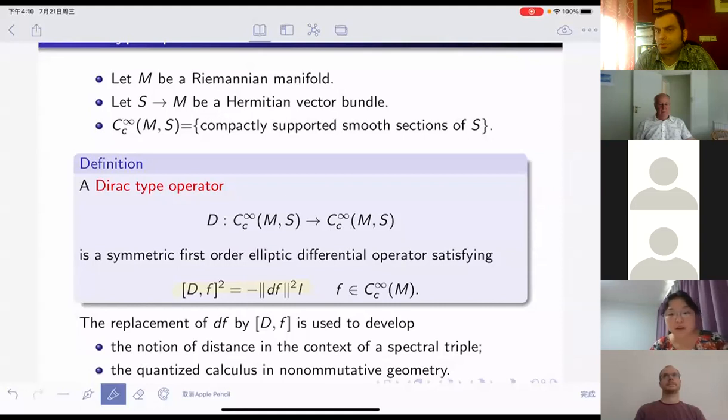Excuse me, Han, do you want the square on the left, or is that correct? There is a square on the left. Okay, just checking, thank you. So it's the square of the commutator, okay. Yeah, the square of the commutator.